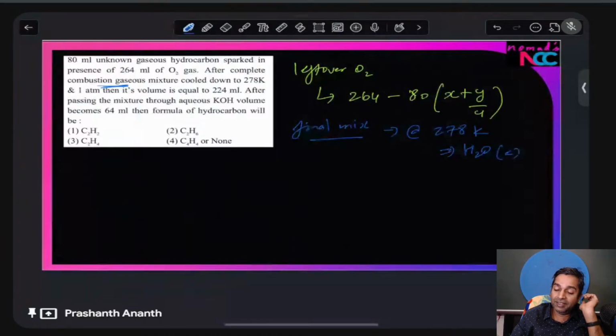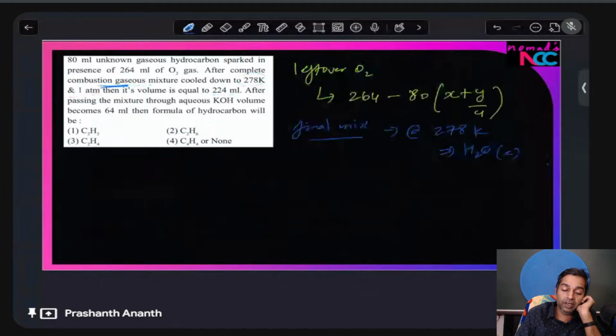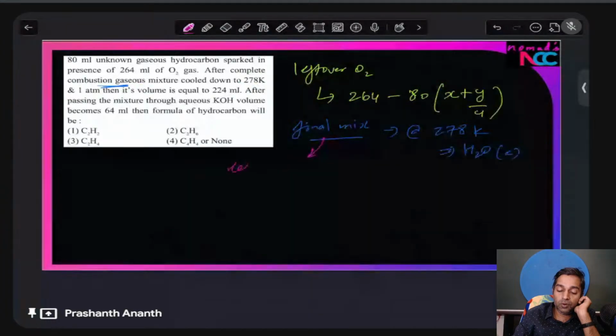So in this case, this becomes a liquid, so I should not consider it. The gases are going to be leftover oxygen and carbon dioxide, which is produced over here, which is x ml. So we are going to have the final mixture here. What does it really contain? The final mixture now contains the following two things: leftover oxygen, and we are also going to have carbon dioxide gas.